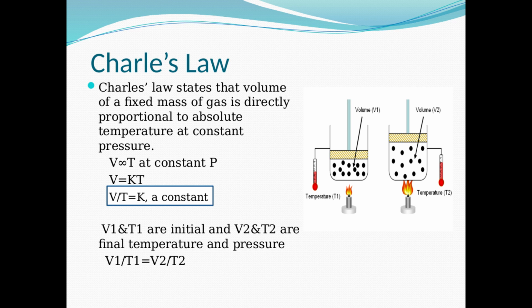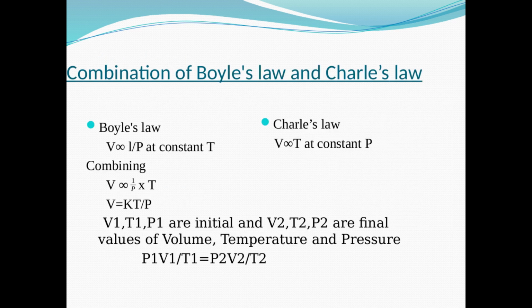V is equal to K into T. V by T is equal to K. This is the expression for Charles' law. Consider V1 and T1 and V2 and T2 are the volume and temperature of initial and final state. Then V1 divided by T1 is equal to K, V2 divided by T2 is equal to K. That is, V1 divided by T1 is equal to V2 divided by T2.